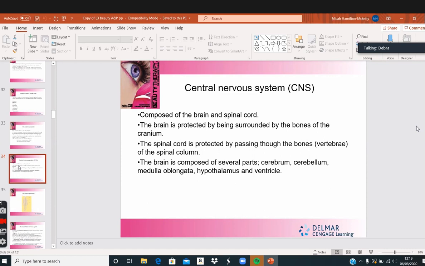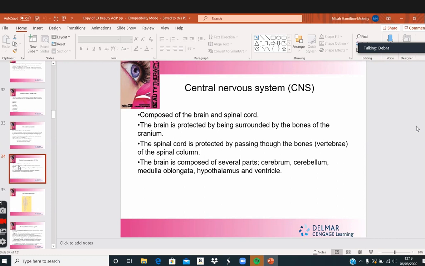Yes, because if we've got valuable jewels, we lock them away in a safe. But if they're only from Primark, I'll just put them on my dressing table, won't I? If they're lost, we can go back to Primark and get them for £2 again. But if they are valuable and they mean something to us, we're going to lock them away and keep them safe. And that's the same thing we're doing with the brain, and the same thing we're doing with the spinal cord.